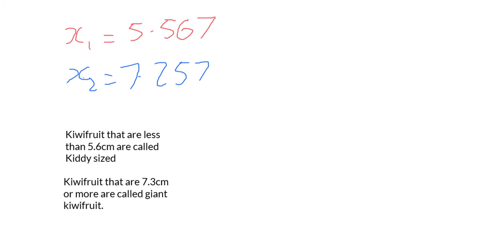And so by doing that, we've now explained what the crossover is. Once it reaches 7.3 centimeters, it changes its name. Up until 5.6, it's called kitty size. Once it reaches 5.6, it changes to normal. And then at 7.3, it changes again to being called giant. And that's inverse normal. So here's a problem for you to do.